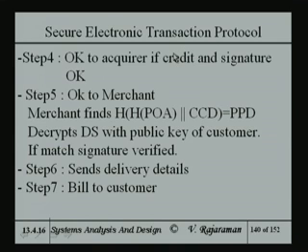If the credit is there, the bank tells the acquirer, who in turn tells the merchant. The merchant takes this POD concatenated to CCD, hashes this, finds PPD, decrypts DS with the public key of the customer, and matches whether this and that DS verified match. If the signature matches here also, then of course he will send the delivery details and bill to the customer.